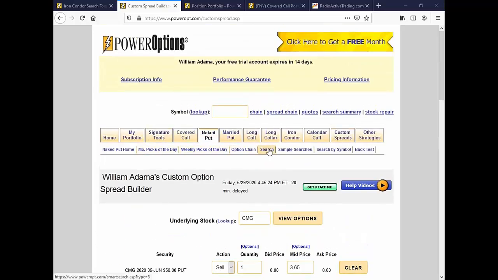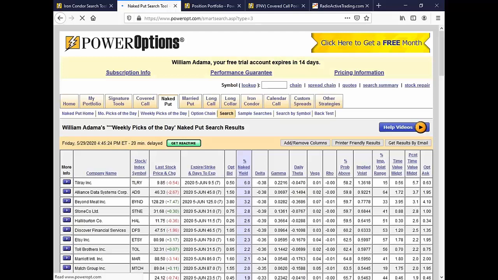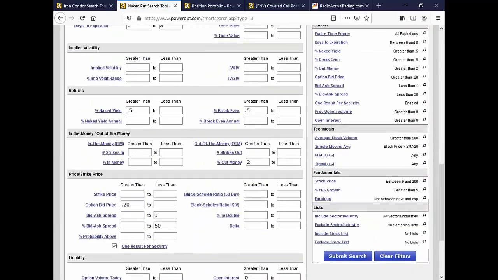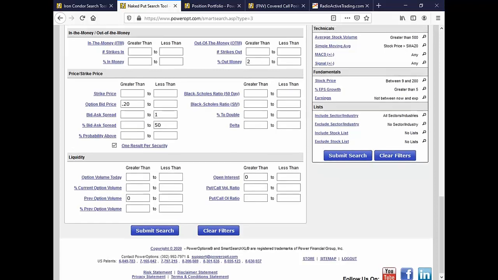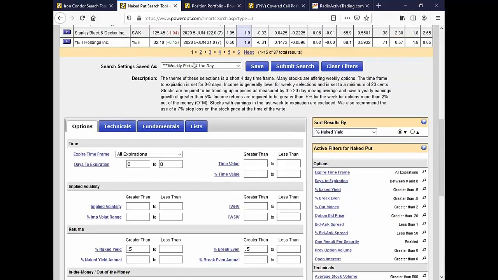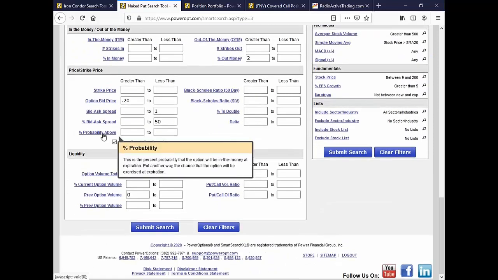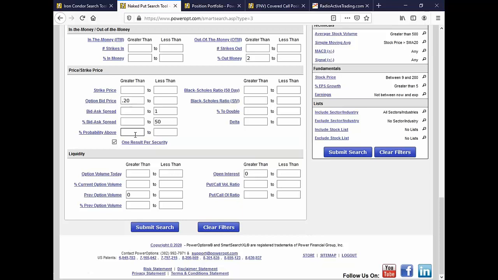All right, naked put search. Depending on what your outlook is, Octavio, you don't need to use our defaults, but you can. Okay, here's the weekly picks of the day that Ernie created. Go down here to the probability in the search screen, Octavio.